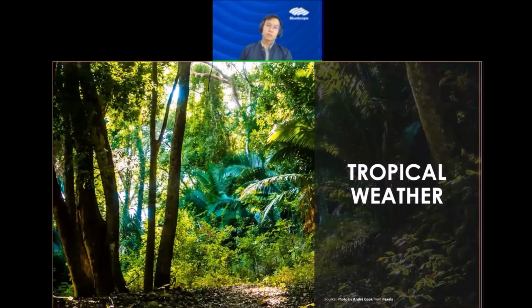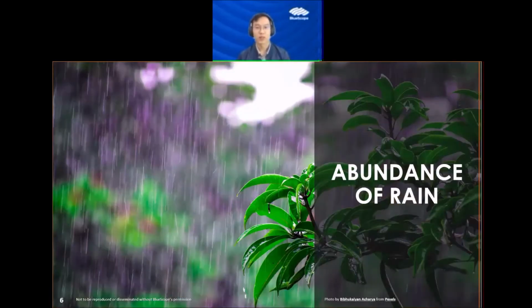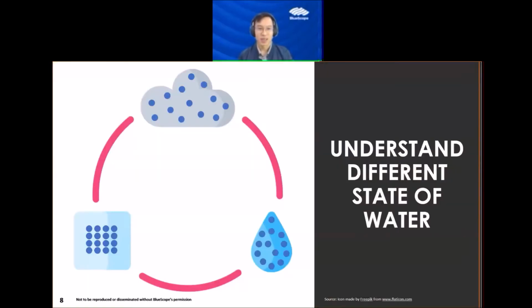To start with, let's just talk about the weather. For Malaysia or Southeast Asia, the weather is normally what we call tropical weather. That means other than having sunny days all year round, we also have an abundance of rain. With that, the air and the environment itself is highly humid. So I believe people coming from overseas would agree with us that the weather is so humid all year round, and it's expected.